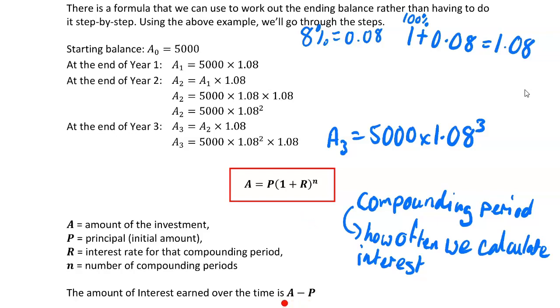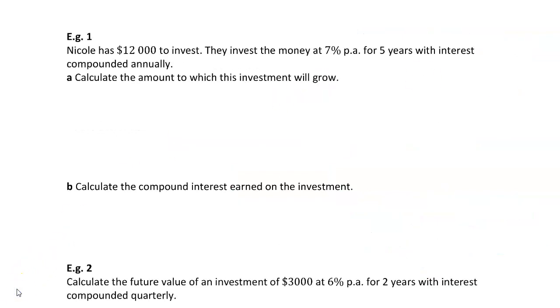So the amount of interest we earn over time is the amount at the end, take away the amount at the start. So the A, the amount of the investment, take away the principal. So Nicole has $12,000 to invest. They'll invest the money at 7% per annum for 5 years with interest compounded annually. So we'll calculate that interest once a year. All right, calculate the amount to which this investment will grow. How much are they going to have at the end of the 5 years?